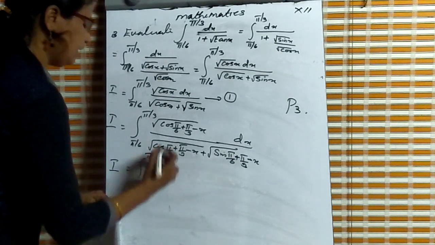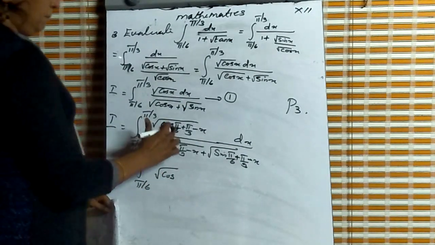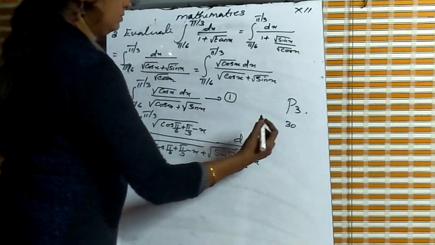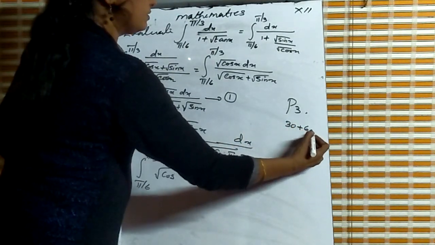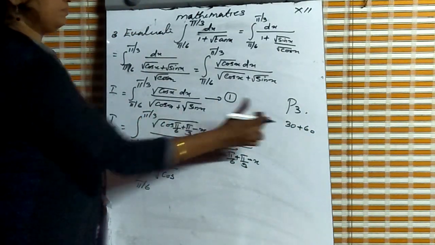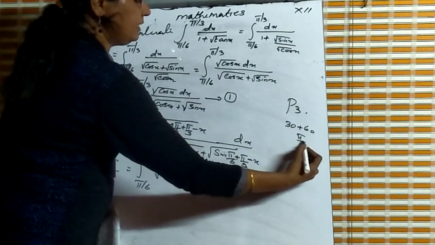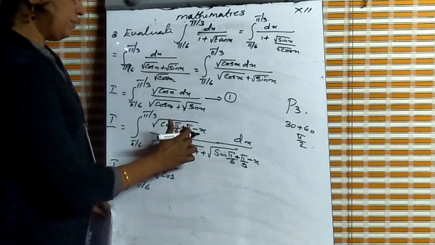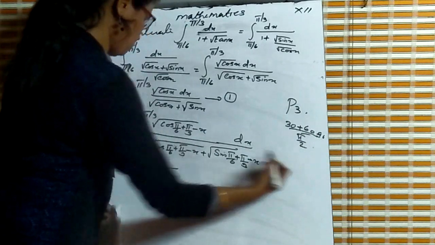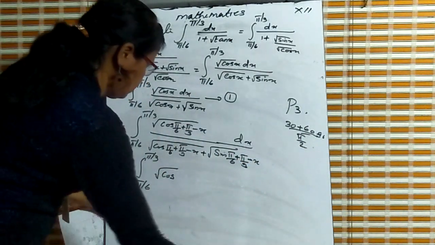Pi by 6 is 180 by 6, which is 30, and pi by 3 is 180 by 3, which is 60. 30 plus 60 is 90, and 90 means pi by 2. Cos(pi by 2 minus x) is sin x.